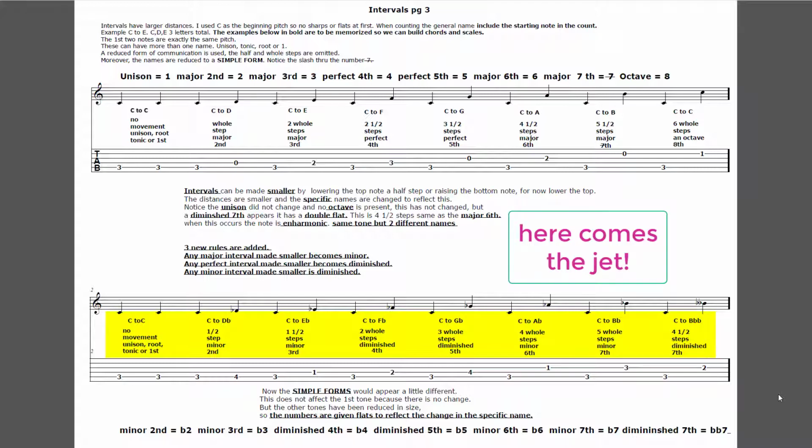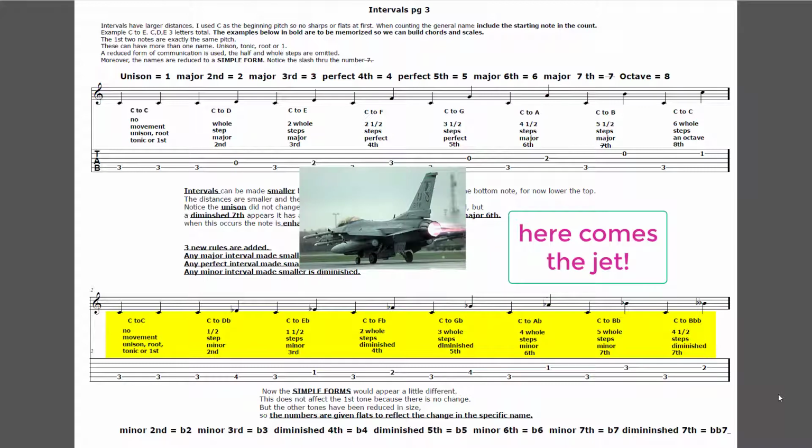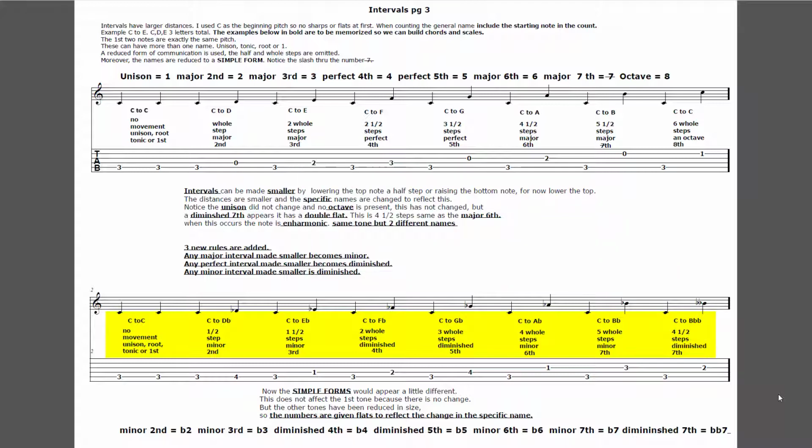The C to the D flat is a half step, and it's still 2-letter names, so it's called a minor second, because any major interval becomes minor. C to E flat, 1.5 steps, is a minor third. C to F flat is 2 whole steps or a diminished fourth, and enharmonic to a major third, yes. C to G flat, 3 whole steps, is a diminished fifth. 4 whole steps, C to A flat, is a minor sixth. And C to B flat, 5 whole steps, is a minor seventh. And between that minor third and that minor seventh, those are important intervals.